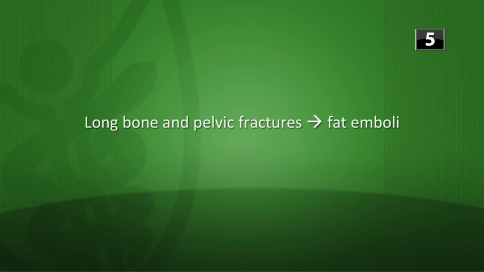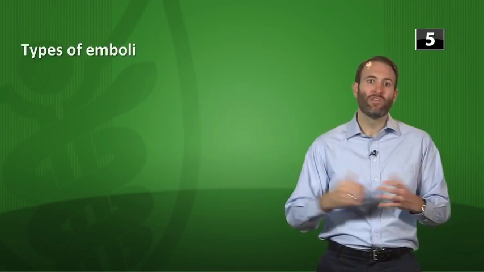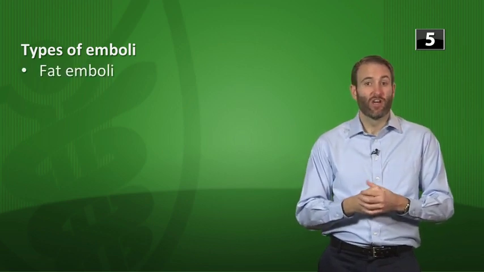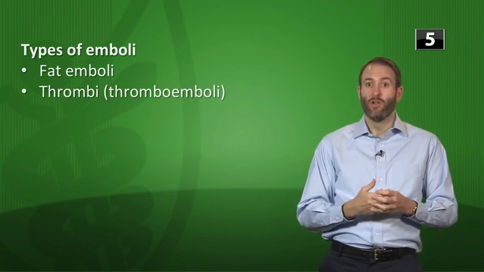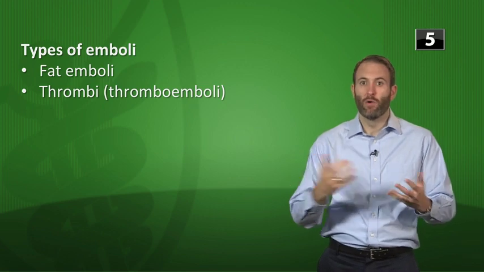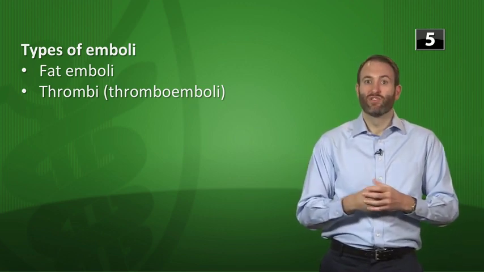So whenever you see a pulmonary embolus following a fracture, always think about that possibility of a fat embolus. So the second part of this question asks, what are the different types of emboli? So we just talked about the fat emboli. We also just mentioned regular thrombi or thromboemboli, which is probably the most common.